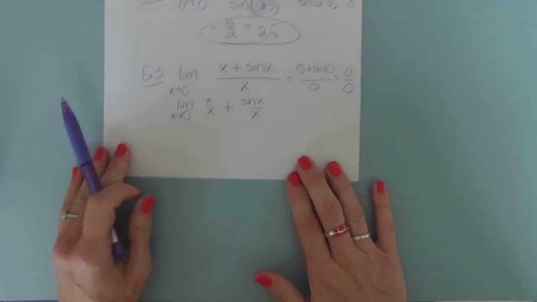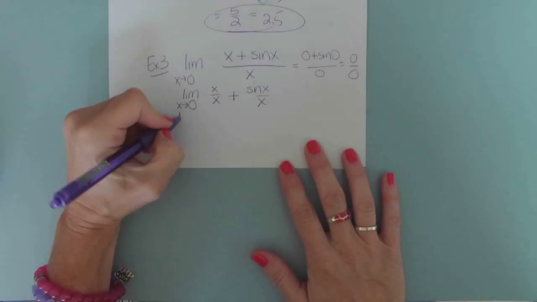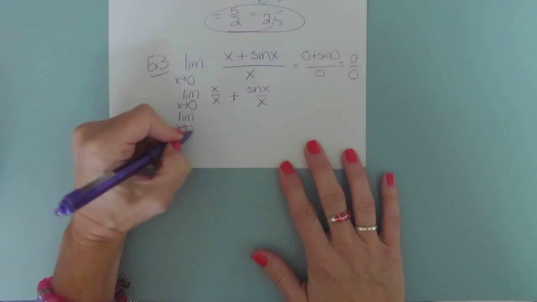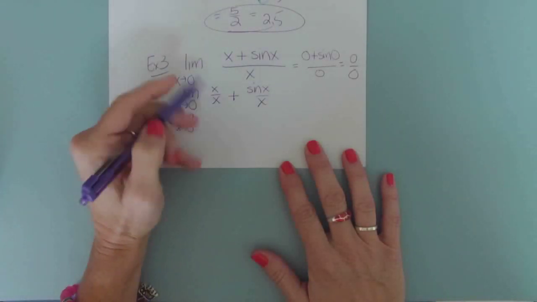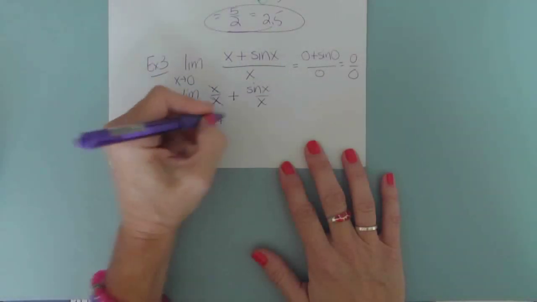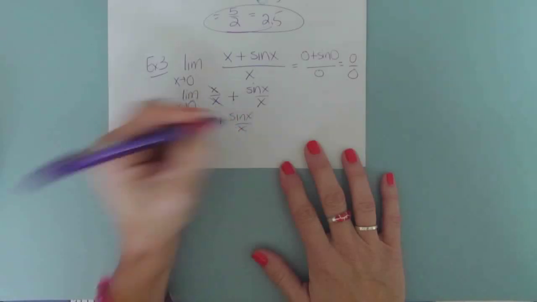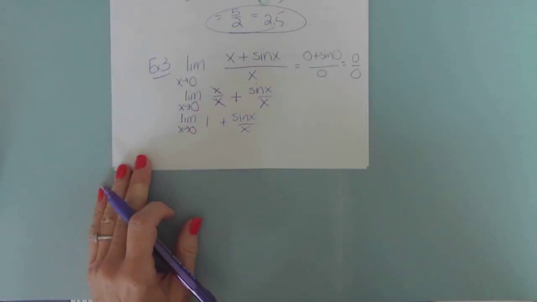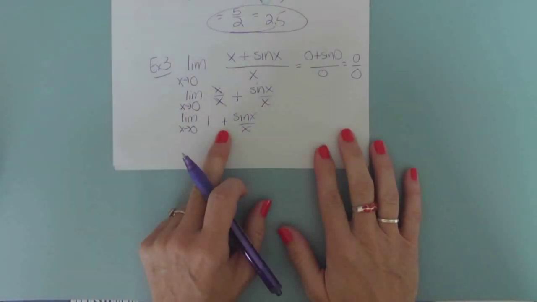Okay, now what's cool about this is you can see the sine x over x right here. So let's go a step further. Let's write this as the limit as x approaches 0. X divided by x, I can call that 1, plus sine x over x.